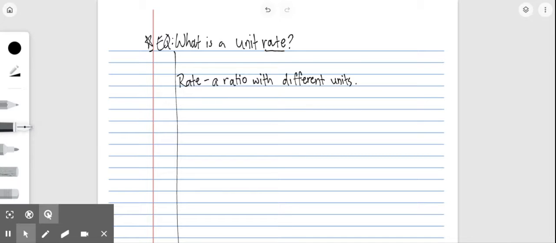All right, beautiful people. So this past few weeks, we've been talking about ratios. Today, our central question is, what is a unit rate? Unit rate is a special type of ratio, and it has to do with this word rate. So a rate is a ratio that's written with different types of quantities, or a ratio that's written with different units.